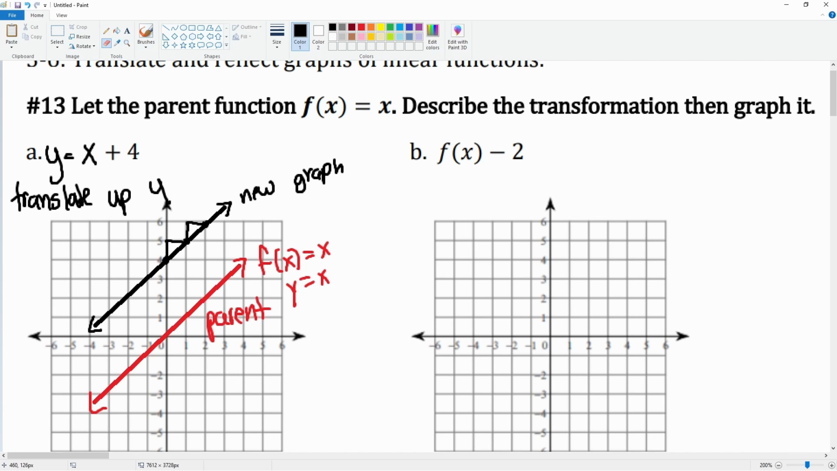All right, the next one, b, f of x. We substitute that in for x, make y equal to that. So we can now graph that. Negative 2 is right here. Go up 1, across 1, up 1, across 1. And now we can just connect the dots here.